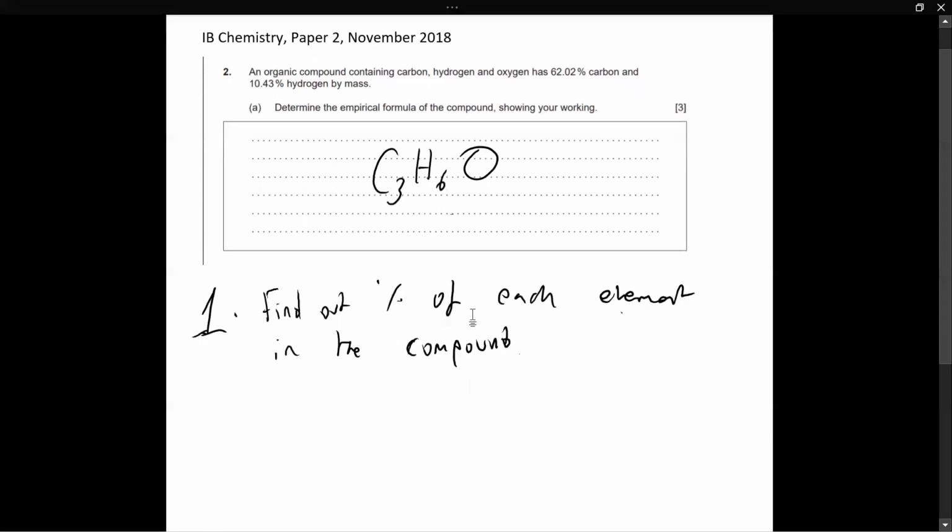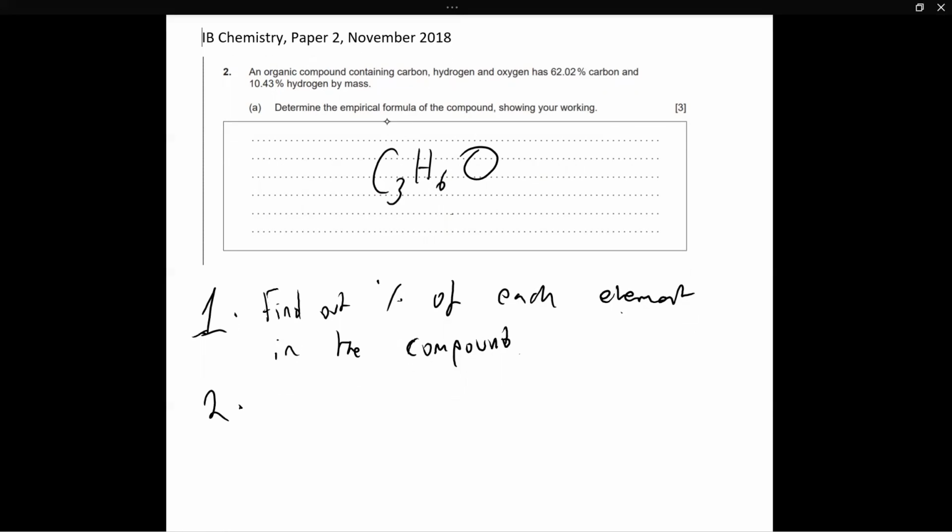And of course, this step should be fairly simple because they would usually give you the percentages of two of the elements, and maybe you have to find out the percentage of the third element like we did. Maybe they'll give that to you, but this is the first step that you have to follow.